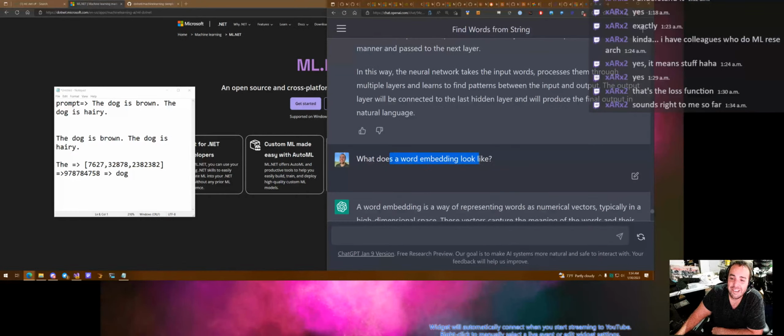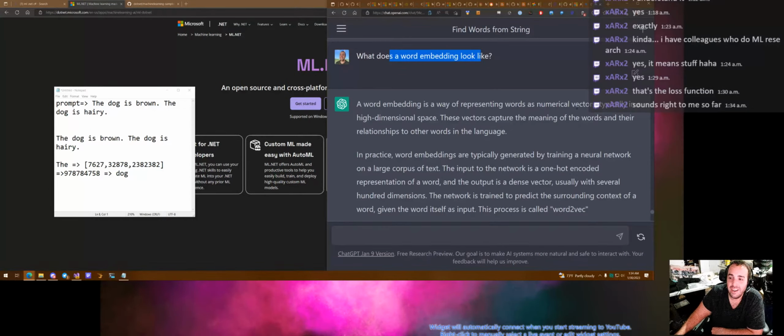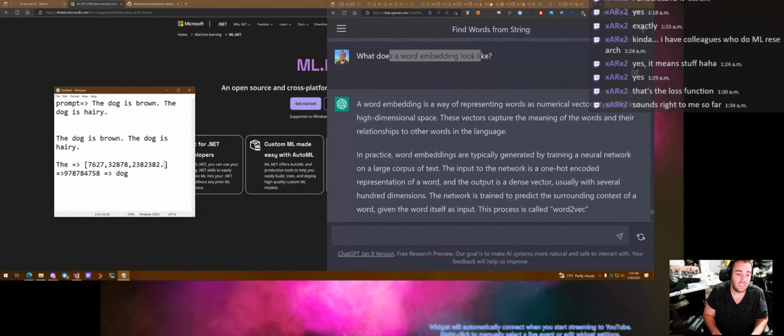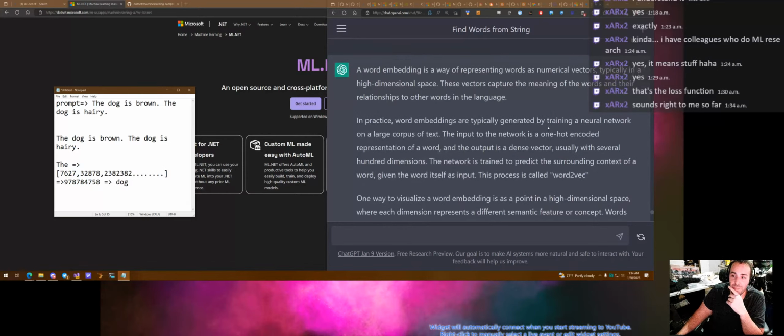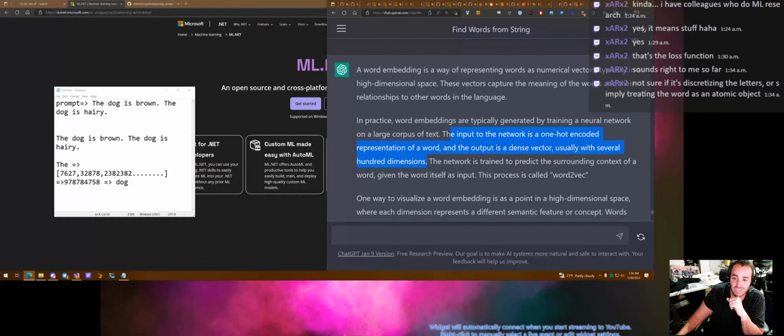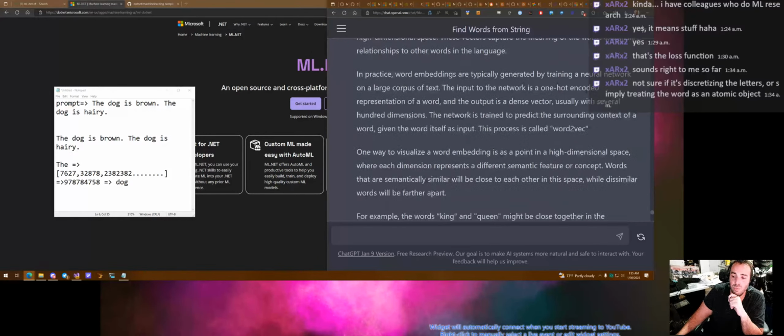So I said, what does a word embedding look like? And then it talks about it's a way of representing words as numerical vectors in a high dimensional space. So this is three-dimensional, but this is just going to go on and on with many dimensions. Generated by training a neural network on a large corpus of text. The input of the network is a one hot encoded representation of the word, and the output is a dense vector, usually with several hundred dimensions. The network is trained to predict the surrounding context of a word, given the word itself as input. This process is called word2vec.